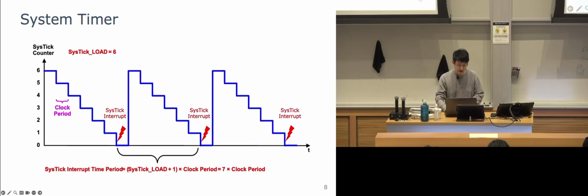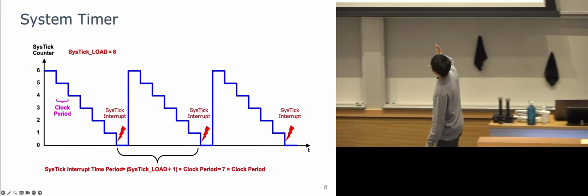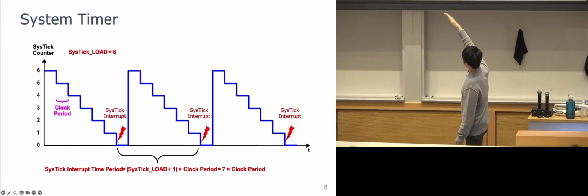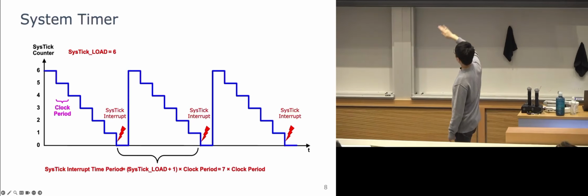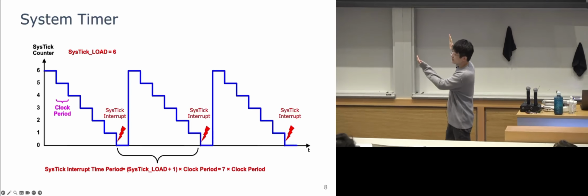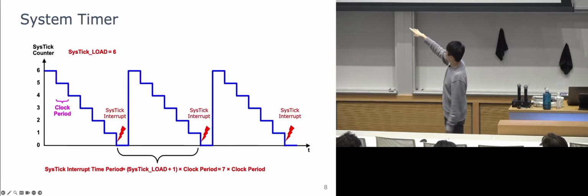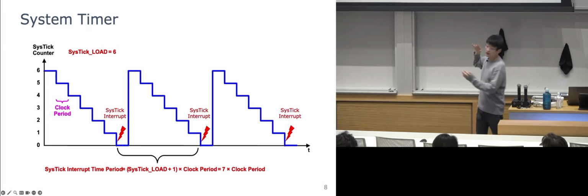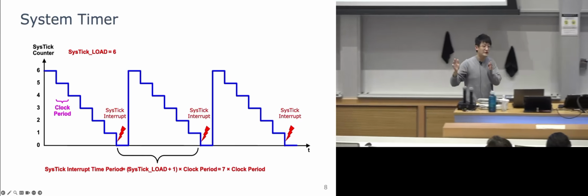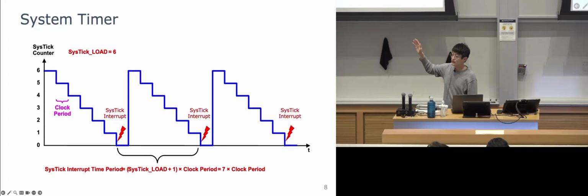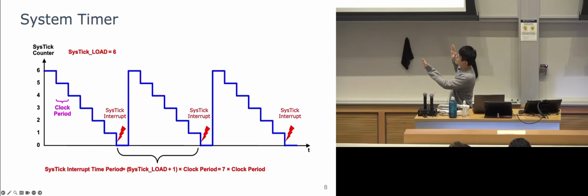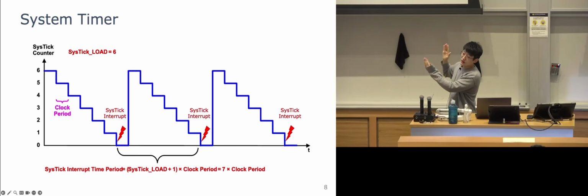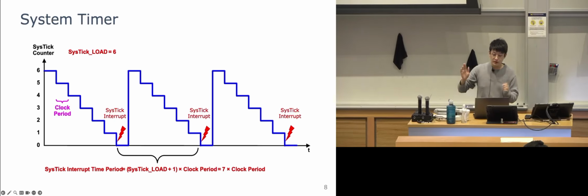And to give you just a drawing, say we set it to 6, and then it counted down all the way to 0. That makes the whole time 6 plus 1 clock cycles, which is 7 times the clock period. So that's the amount of time. If you set the reload value to 6, that's the interval at which each SysTick ISR is going to be triggered.